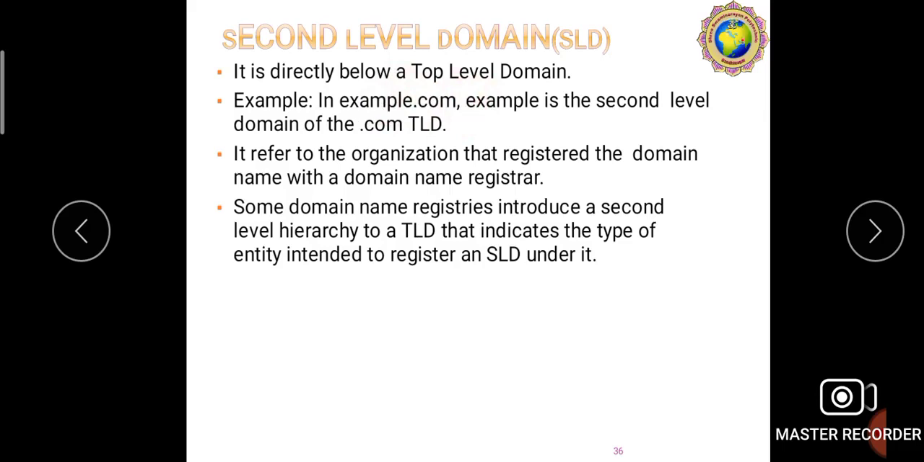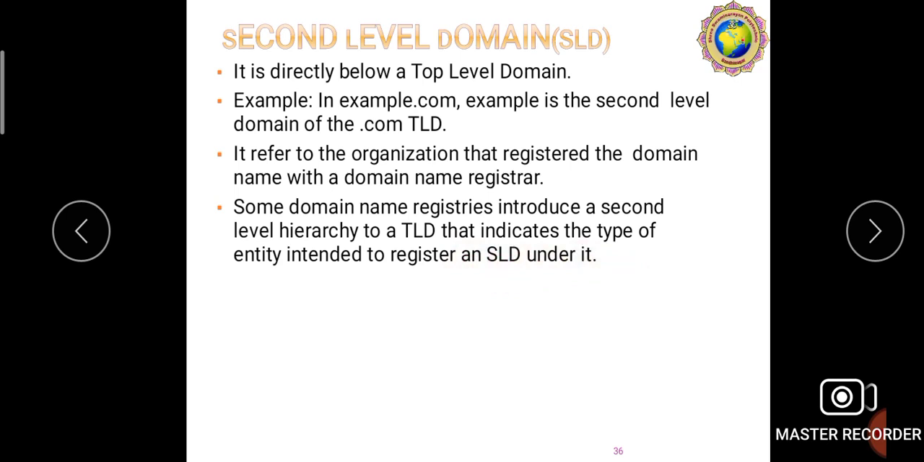It refers to the organization that registered the domain name with a domain name registrar. Some domain name registrars introduce a second level hierarchy to the TLD that indicates the type of entity intended to register as SLD under it.